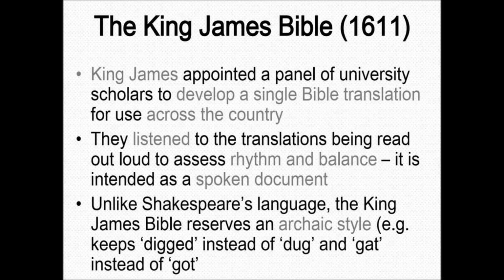During this Renaissance period or early modern English period, another very important event occurred, and that is the creation of the King James Bible in 1611. King James appointed a panel of university scholars to develop a single Bible translation for use across the country. They listened to the translations being read out aloud to assess rhythm and balance. It is intended as a spoken document. Unlike Shakespeare's language, the King James Bible preserves an archaic style. For example, it keeps digged instead of dug and gat instead of got.